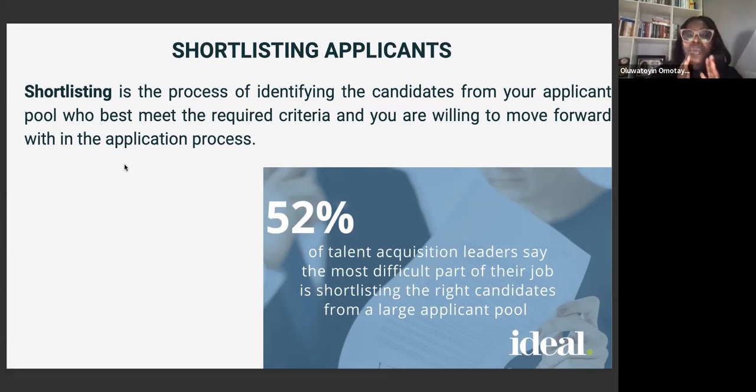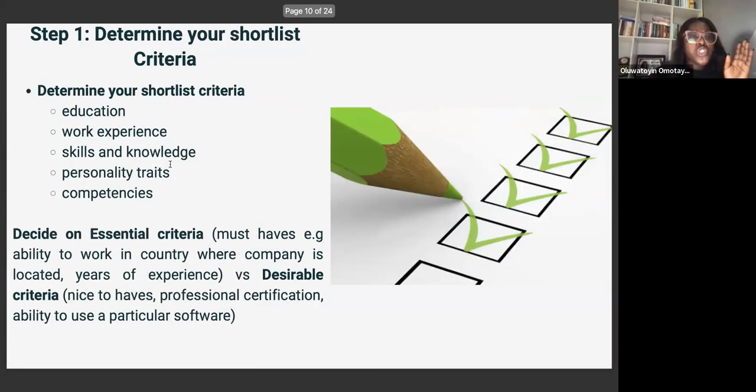Now, I know that this can be really hard, especially if you either don't find great candidates at first, or you find too many good candidates. In fact, Ideal did this research that says 52% of talent acquisition leaders or recruiters say that the most difficult part of their job is shortlisting the right candidates. Because let me tell you, when you put out an application, you would get a lot of CVs. And so shortlisting is important so that you can match those who fit to the exact role that you're trying to recruit for, okay? Now, how do you shortlist?